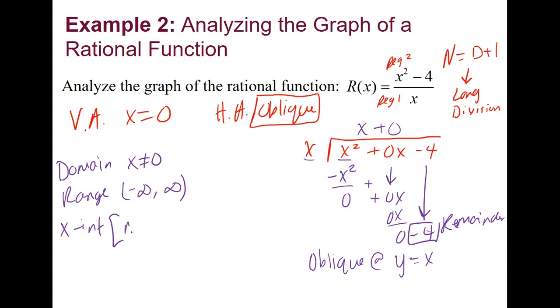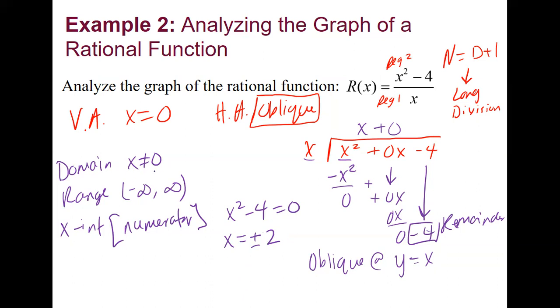Your x-intercepts are based off of your numerator. So using the numerator, you're going to set the numerator equal to what? 0. So if I set x squared minus 4 equal to 0, what do I get? The square root of 4, which is what? Positive 2 and negative 2. Agree? Oh, the square root of 4 produces a positive and a negative. So my x-intercepts are at positive 2 and negative 2. Cool? And I don't have a y because my domain x can't equal 0.